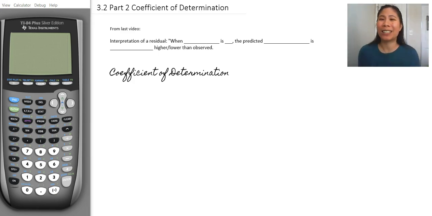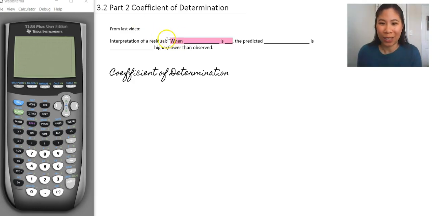So first, before I continue, I done goofed. In the last video, for the interpretation of a residual, I left out a key phrase. My bad. So really all I'm adding to it is this part right here.